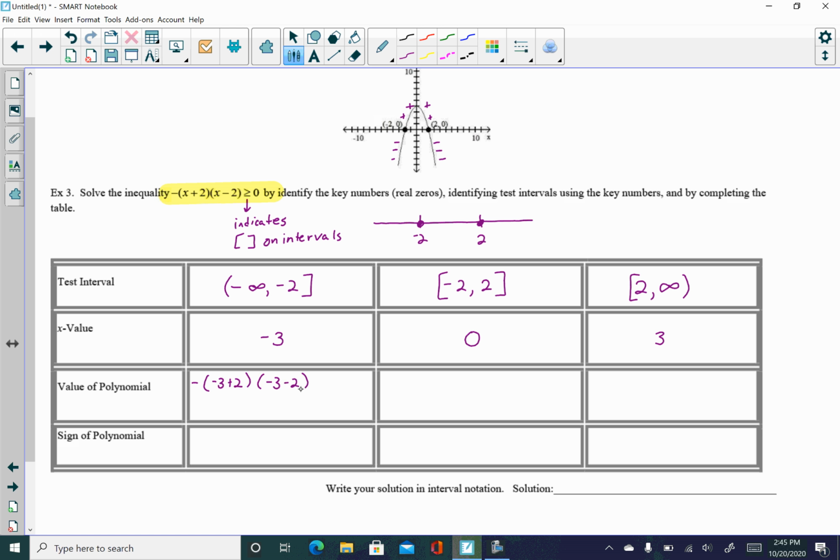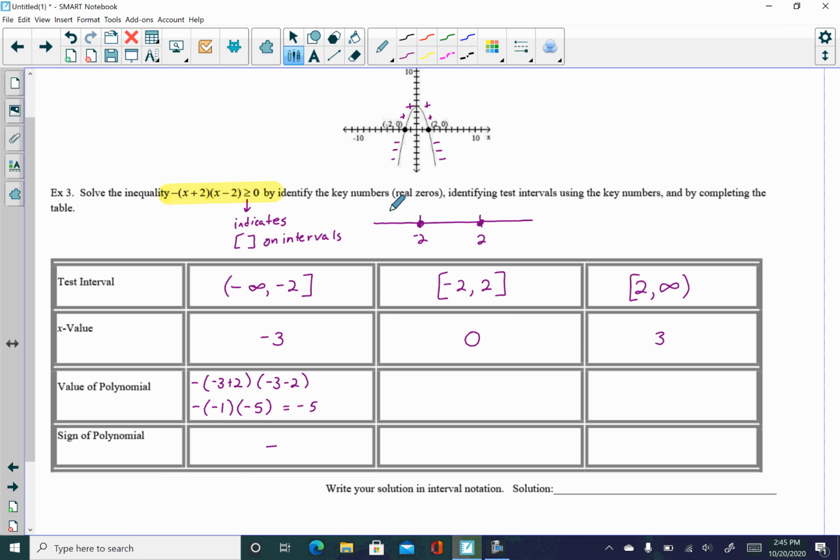So I've got a negative. The first parenthesis turns into -1. The next parenthesis turns into a -5. If you do all of that multiplication, a negative times a negative gives you a positive, times another negative. So that's going to be a -5 for the final answer. All I'm really interested in is that it was a negative number. So on my number line that I've drawn, I'm going to say this interval corresponds to negative values.